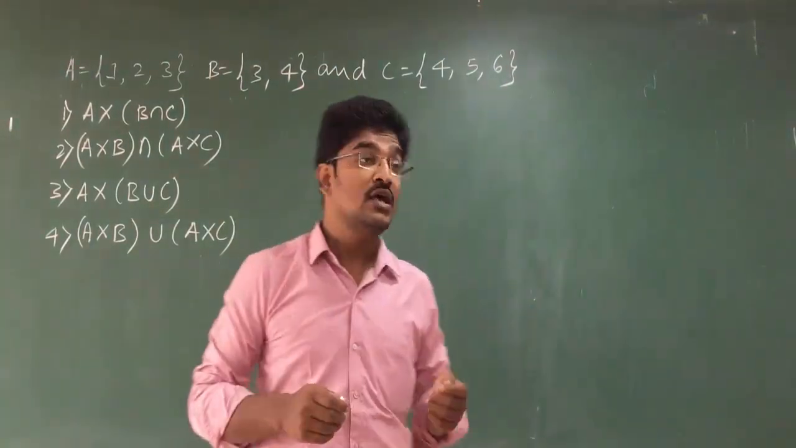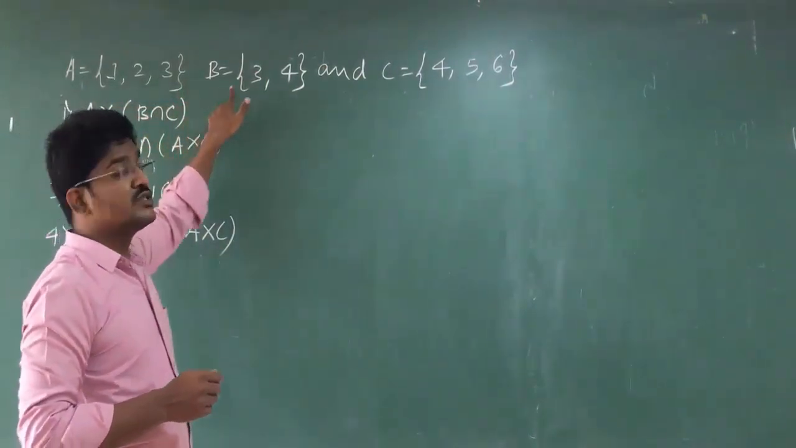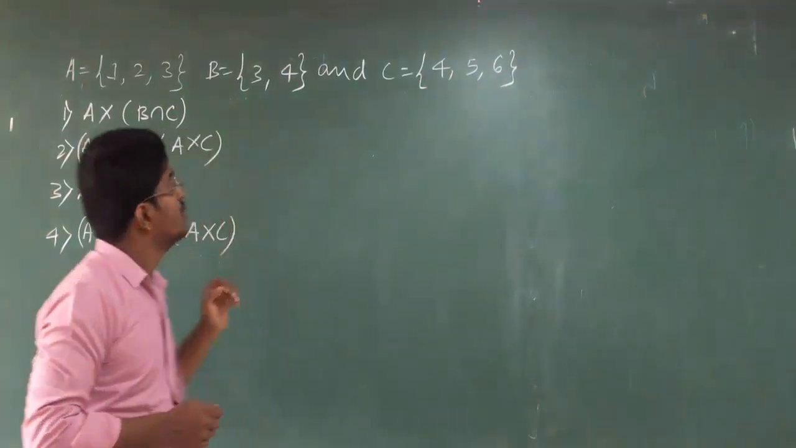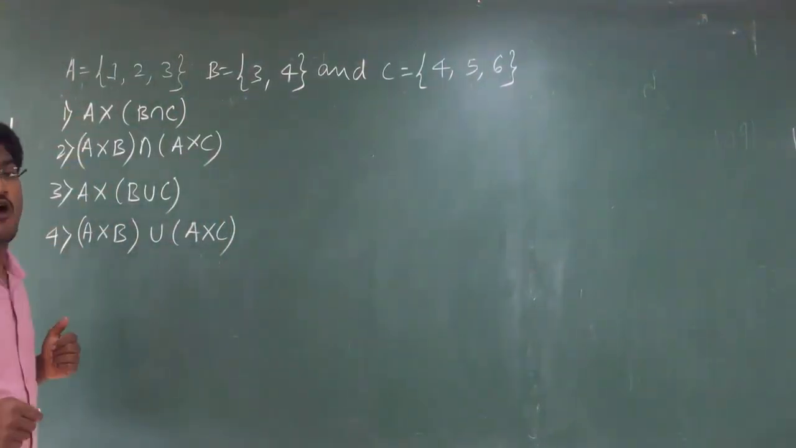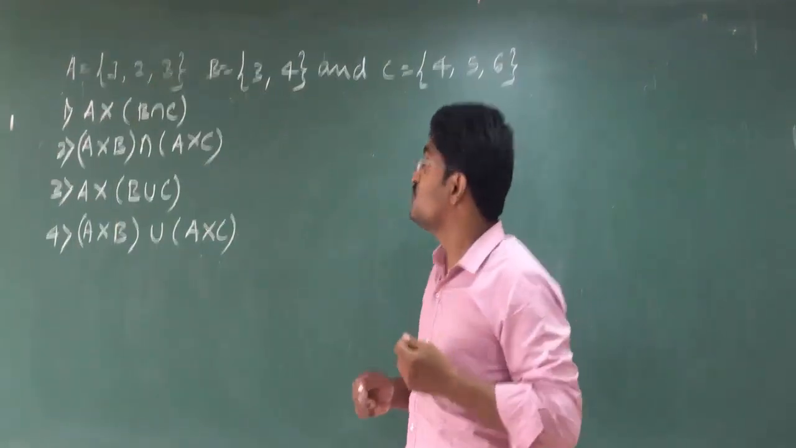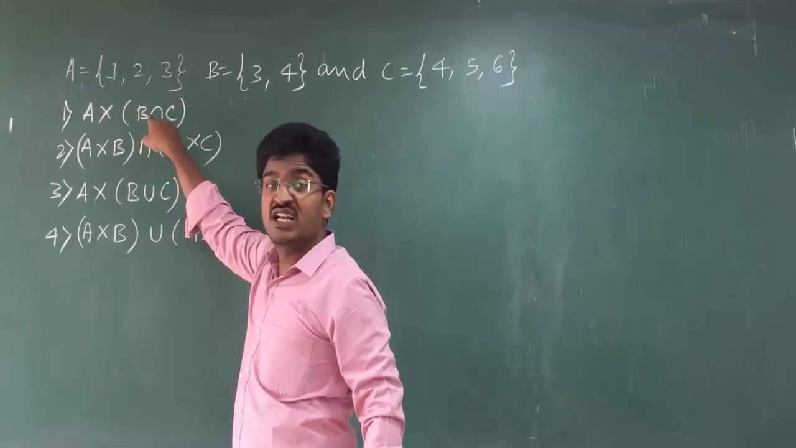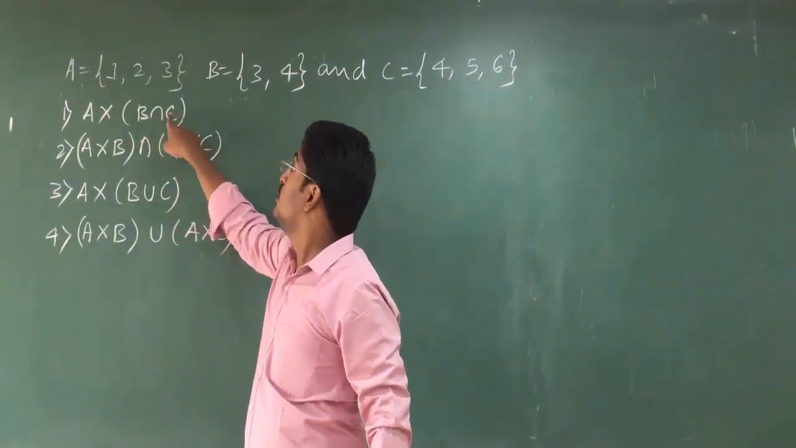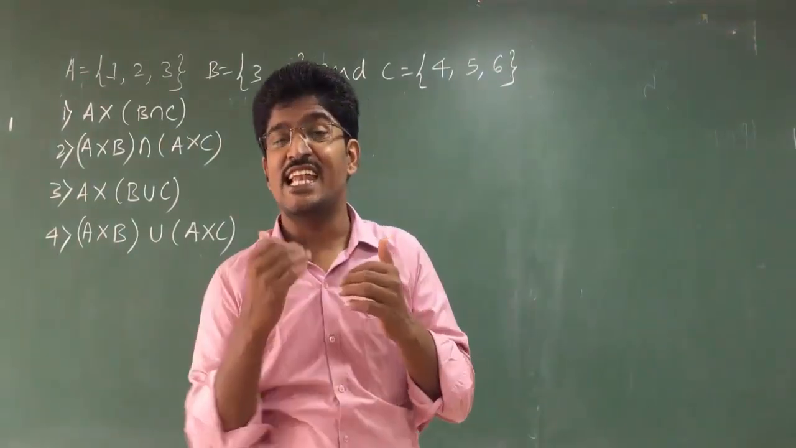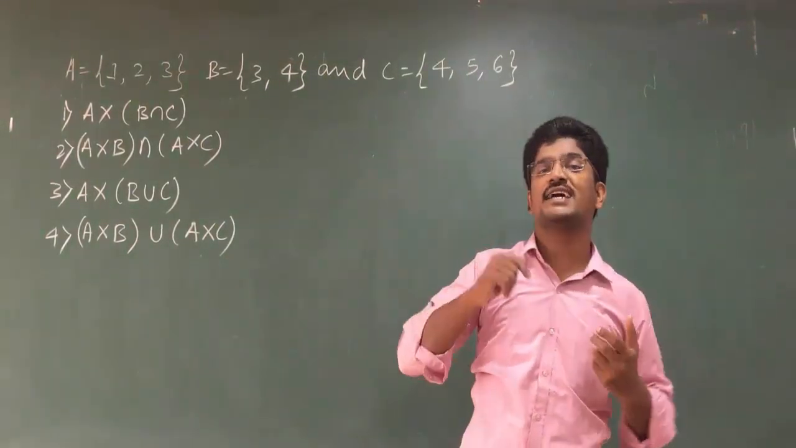That is A equal to the set of 1, 2, 3, B equal to the set of 3, 4, C equal to the set of 4, 5, 6. So you have to find all 4 of these. Clear? Okay. So what is the first one? A cross B intersection C. B intersection C means mathematically the elements which are common in both B and C.